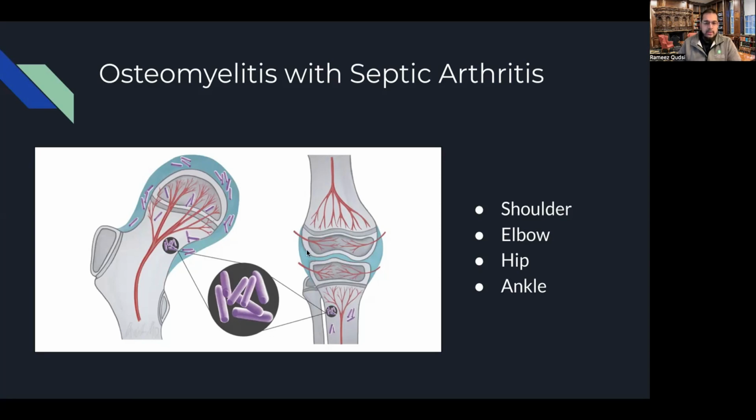Whereas in the knee joint, the capsule really isolates the epiphysis. The metaphysis is not inside the joint capsule of the knee. And so the chance of having a knee osteomyelitis concomitant with septic arthritis is much lower. So the joints in the body in which it is common or more likely to have osteo of the metaphysis with septic arthritis are the shoulder and elbow, the hip and the ankle.